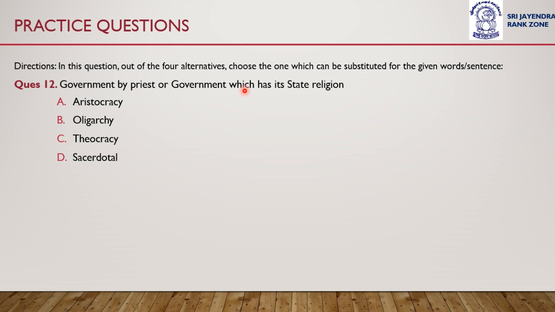So the correct answer would be option C, theocracy. Theocracy is a term used for government by priest or government which follows any particular state religion. So this is called theocracy. Option C is the correct option.